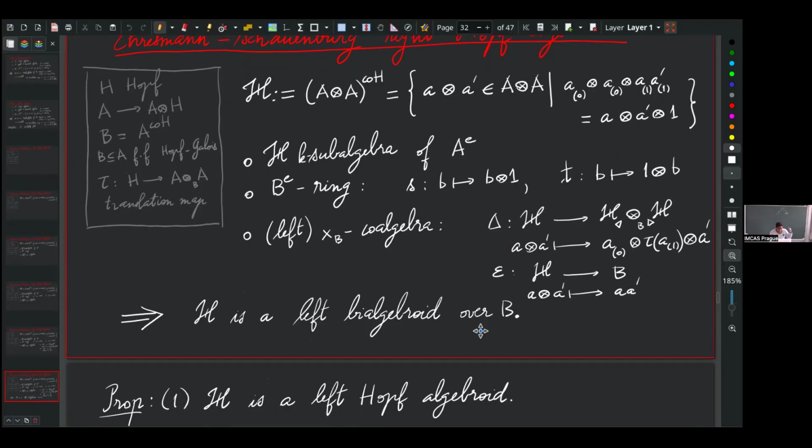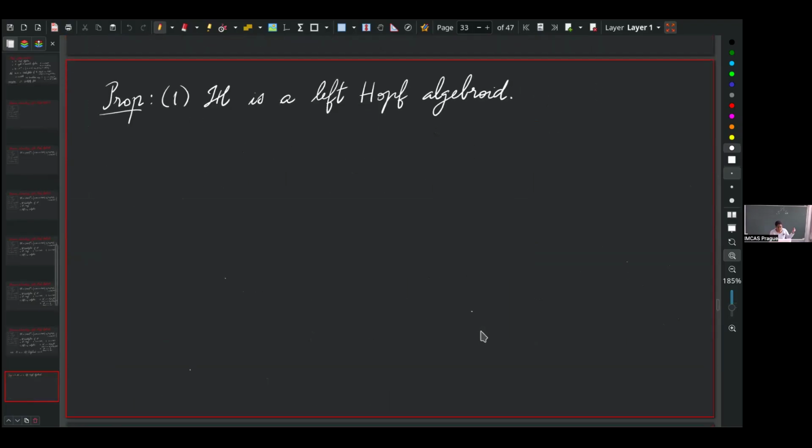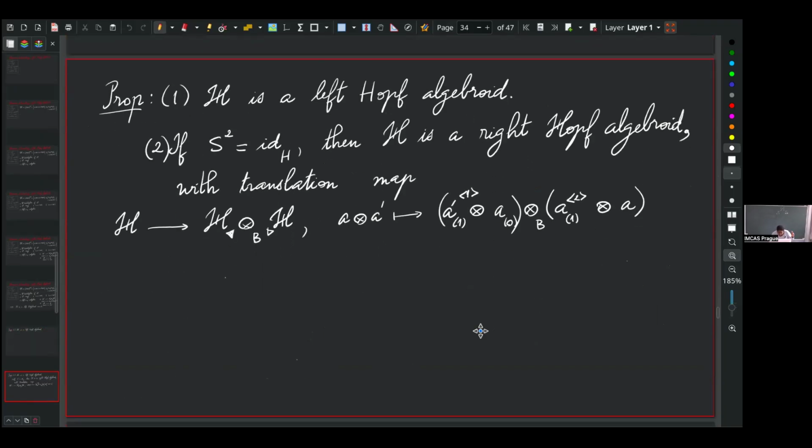And we would like to have a right Hopf algebroid structure on it. So without doing anything, we have a left Hopf algebroid. But because we want a right one, we have the following result, which from what I understood was shown by Thomas and Niels Kowalczyk: if the antipode of the Hopf algebra is involutive, then we do have a right Hopf algebroid structure whose translation map is obtained as follows.